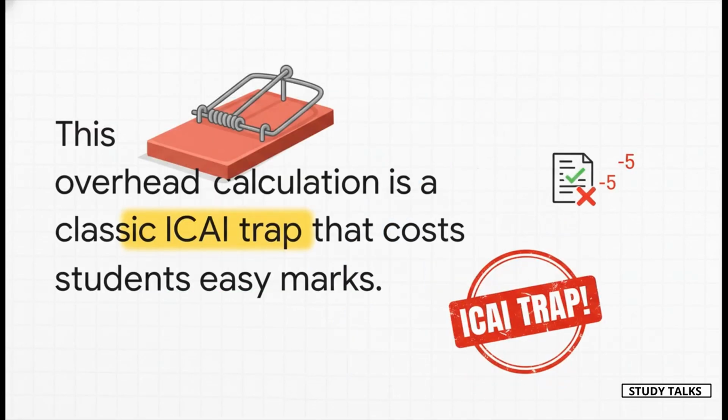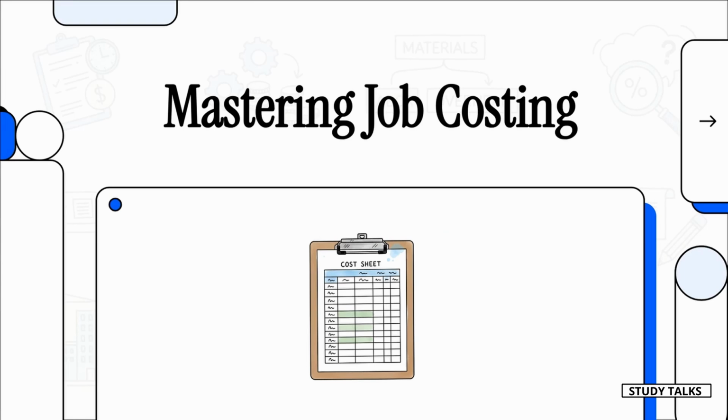And you probably guessed it. It's a total trap. This little shortcut, which seems so logical on the surface, is one of the biggest reasons students lose easy marks in costing. ICAI absolutely loves to test this. But don't you worry, by the time we're done here, you are going to see this trap coming from a mile away. So, welcome. In this explainer, we're going to do one thing and one thing only: master job costing.